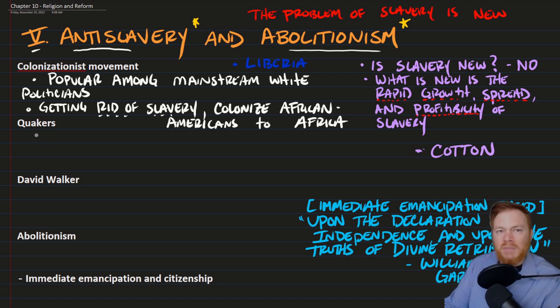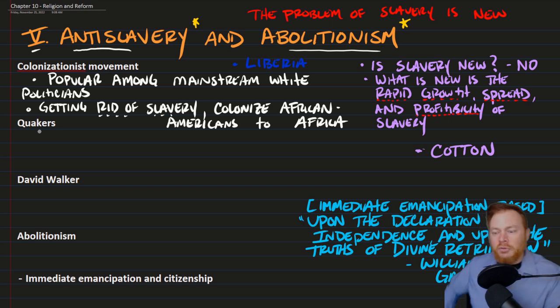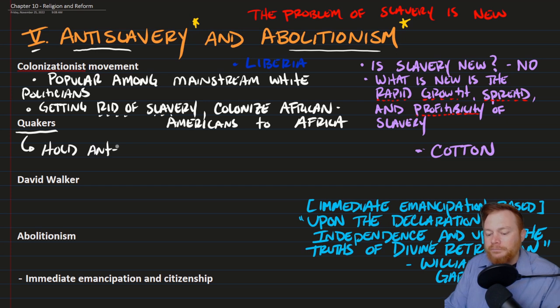Another group that we wouldn't necessarily consider abolitionists, but are certainly closer to it, are the Quakers. And the only reason why we're not going to say the Quakers are the abolitionist movement is because the Quakers are a religious group, first and foremost. The Quakers hold anti-slavery views. I mean, I'll go even farther than that. They hold abolitionist views.